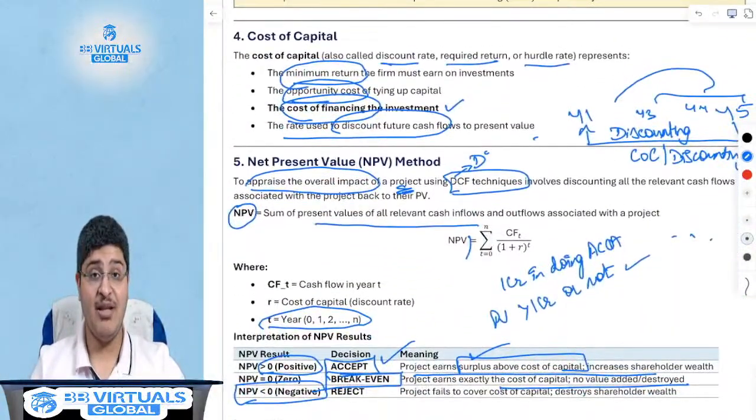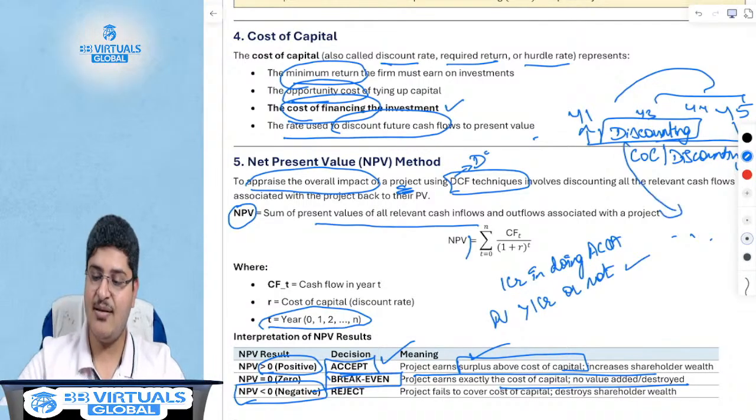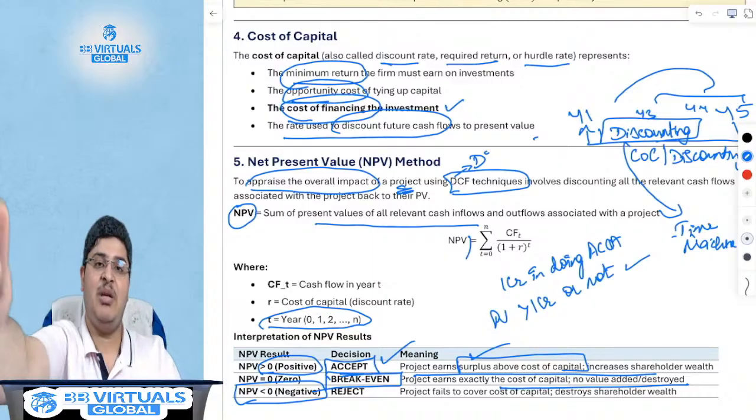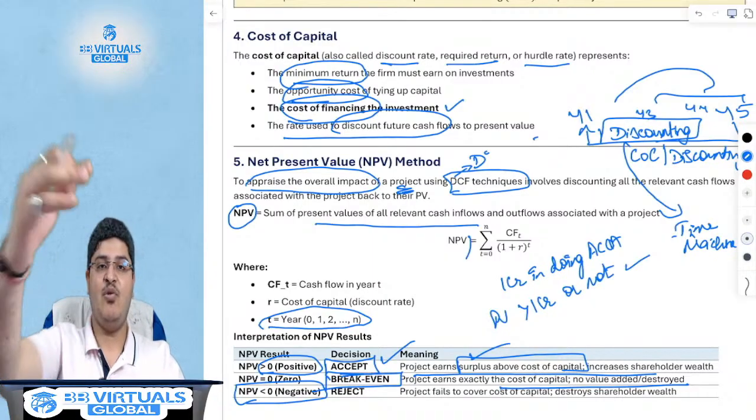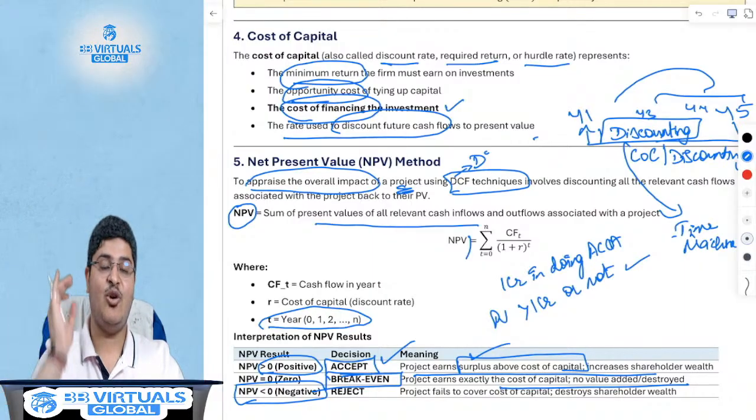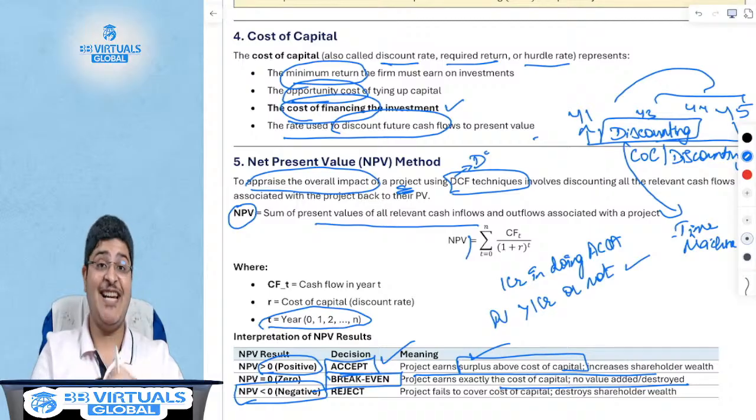If you want to remember the compounding or discounting method, just think of discounting as a time machine, which brings back to today what you will have in year 5. If you want 5 lakh rupees at year 5, how much should you invest today? If you want 5 crore rupees at your retirement, how much should you invest today? That is nothing but discounting. That is nothing but the time machine.